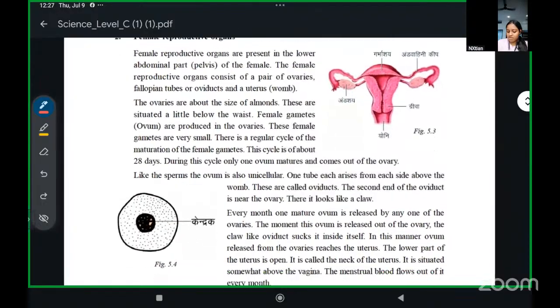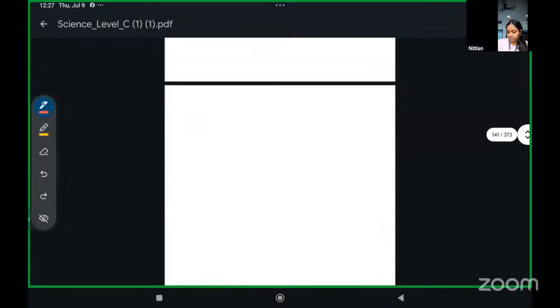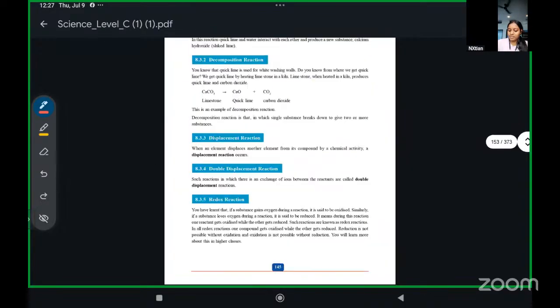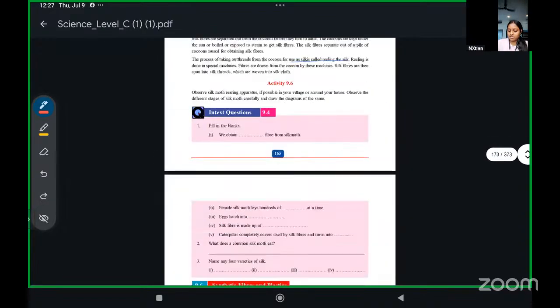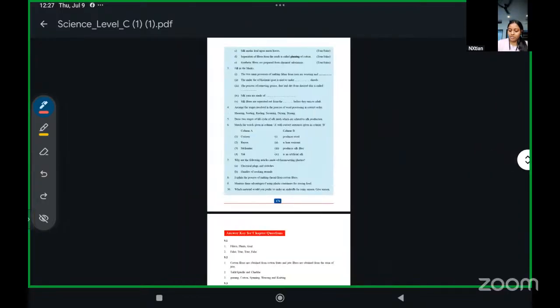Now, we will continue. Any questions related to this processing of silk? Any doubts related to processing of silk?